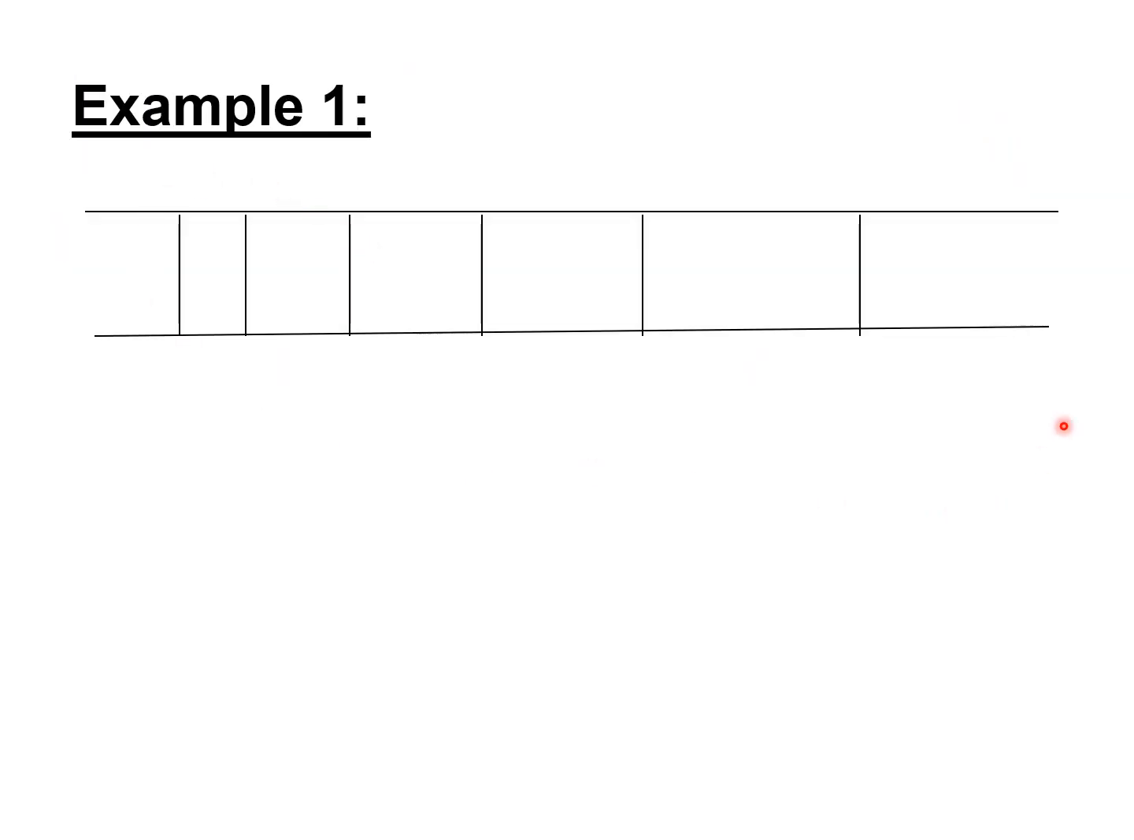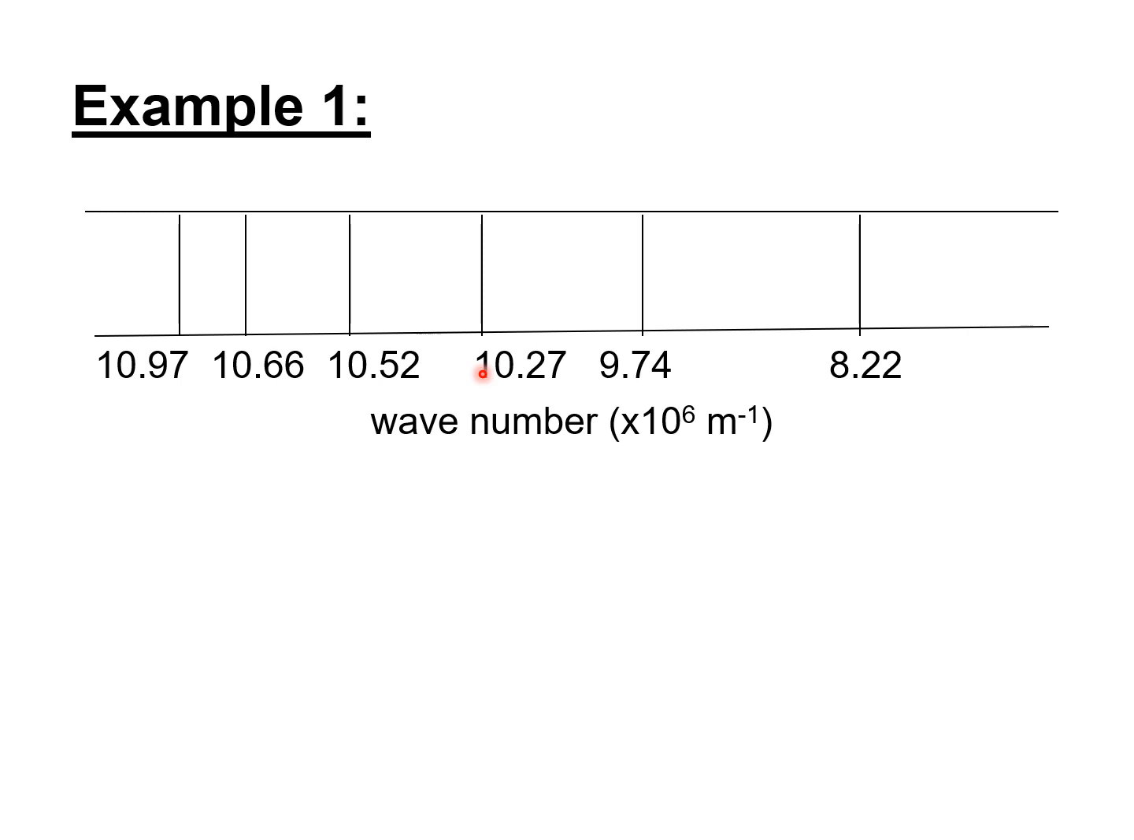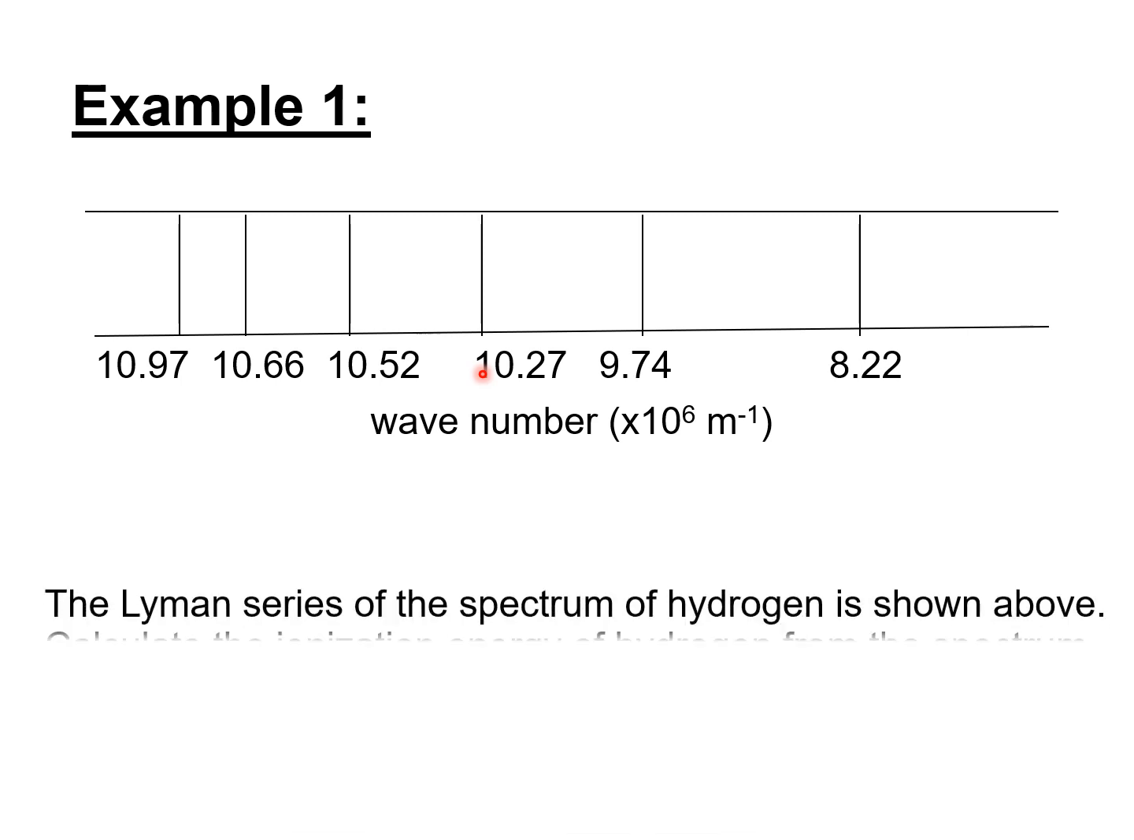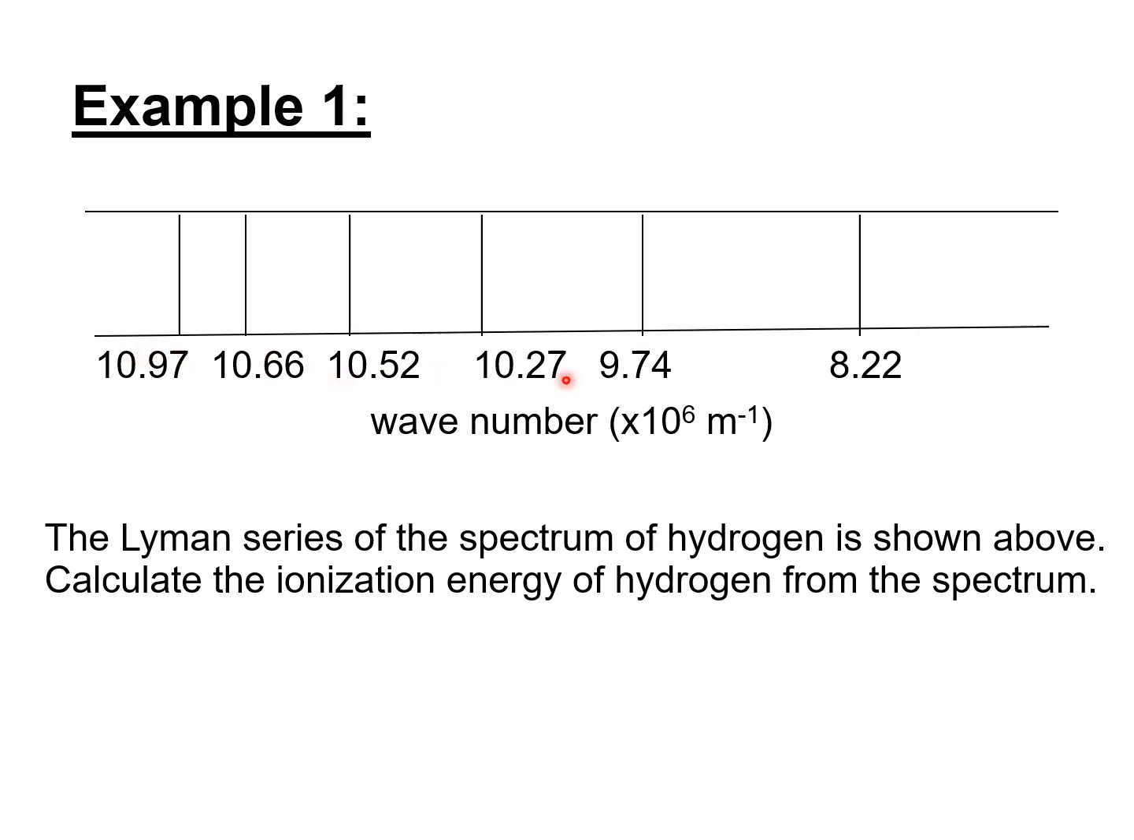Okay, for example, if you have this kind of line spectrum, you have to determine which is the first line and which is the line at the convergence limit. The question says this is the Lyman series of the spectrum of hydrogen, and asks you to find the ionization energy of hydrogen from the spectrum. So, if you look at this spectrum, first thing first, you need to find the first line and the convergence limit.